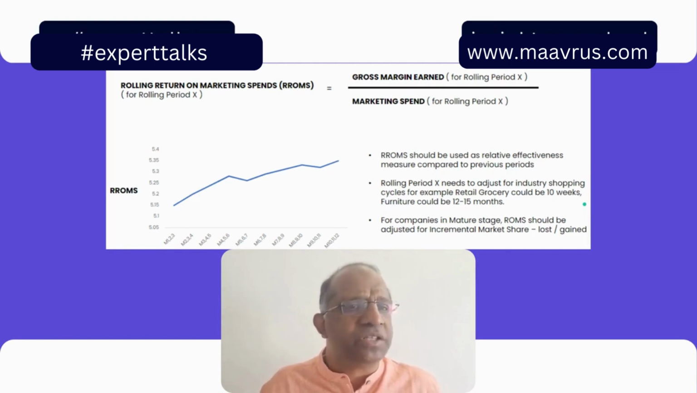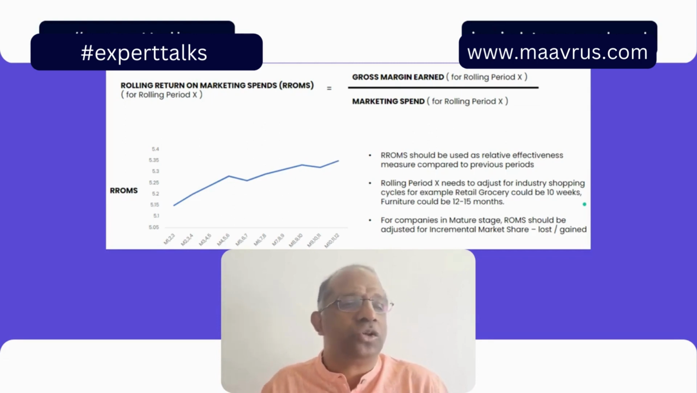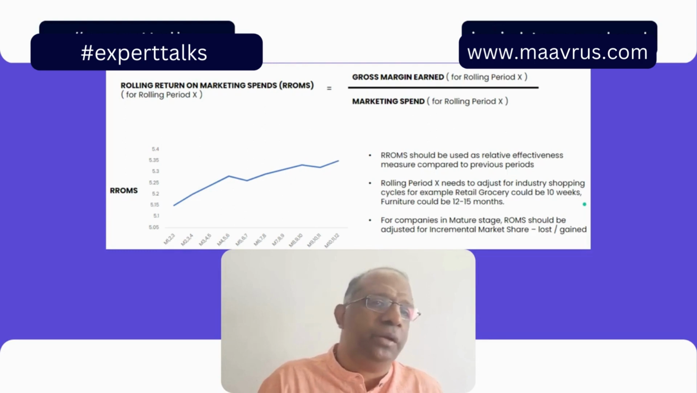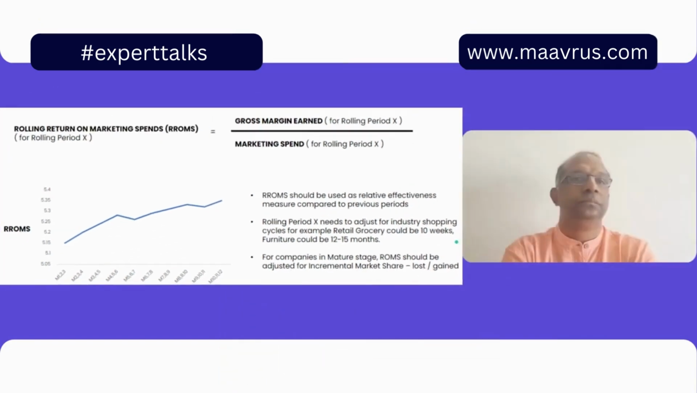Lastly, for a company which is in a very mature geography and at a very mature stage, one could also normalize this measure based on incremental market share. So has the company lost or gained market share during the period? For example, if the company has lost market share during the period, it means that the marketing teams and campaigns will need to work that much harder to achieve the same level of success. And so one needs to normalize for that particular measure.